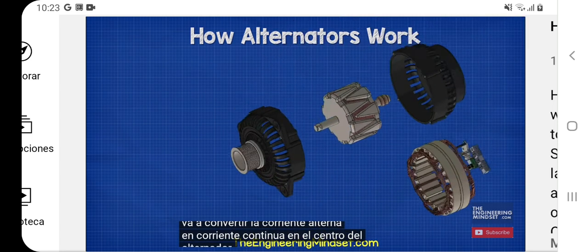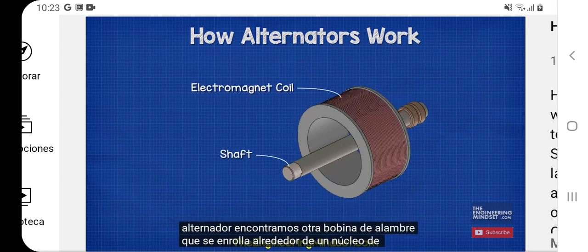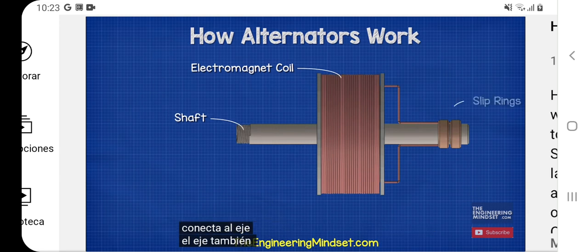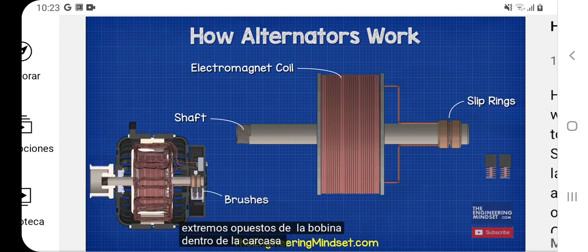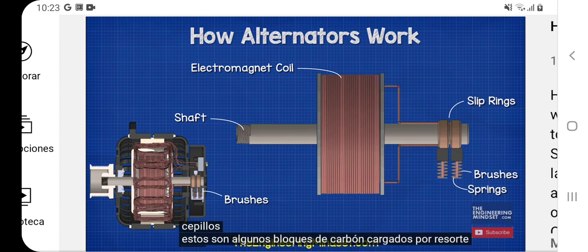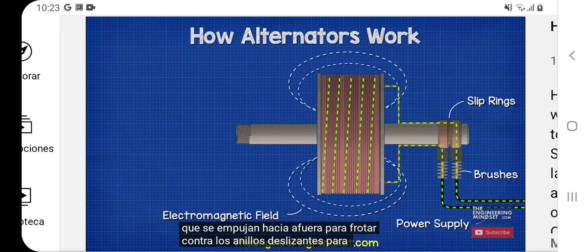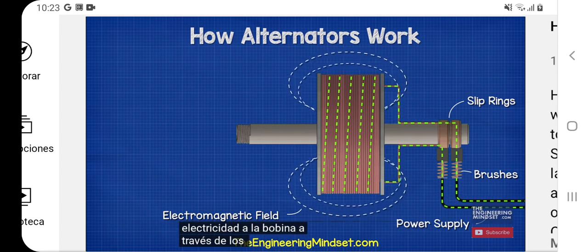At the center of the alternator, we find another coil of wire which is wound around an iron core and connected to the shaft. The shaft also holds 2 slip rings. The slip rings are connected to opposite ends of the coil. Within the rear housing, we find some brushes. These are spring-loaded carbon blocks which are pushed outward to rub against the slip rings to form an electrical connection. The car battery initially provides electricity to the coil via the brushes.